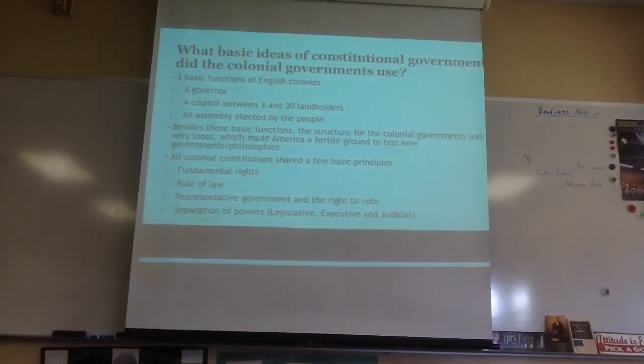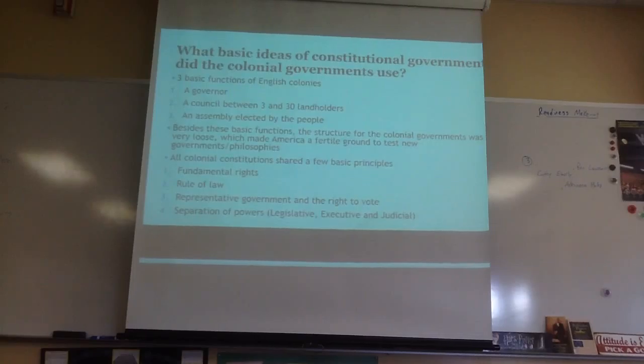As far as separation of powers is concerned, all the colonial legislatures had the separation of powers as well. Usually they expressed a very strong legislative branch. Some of them had extraordinarily weak governors, but overall, they had these three branches and separation of powers between the branches.